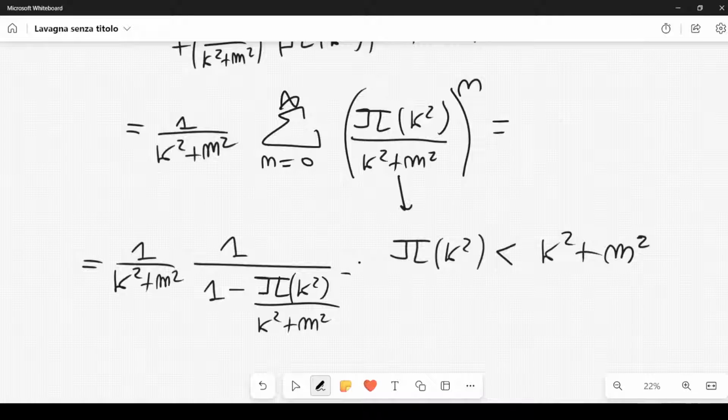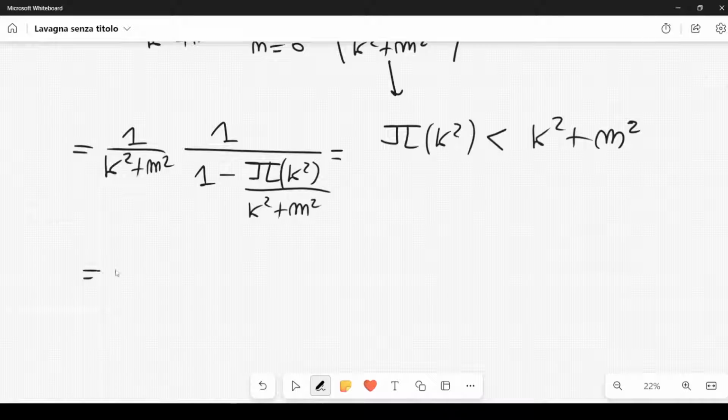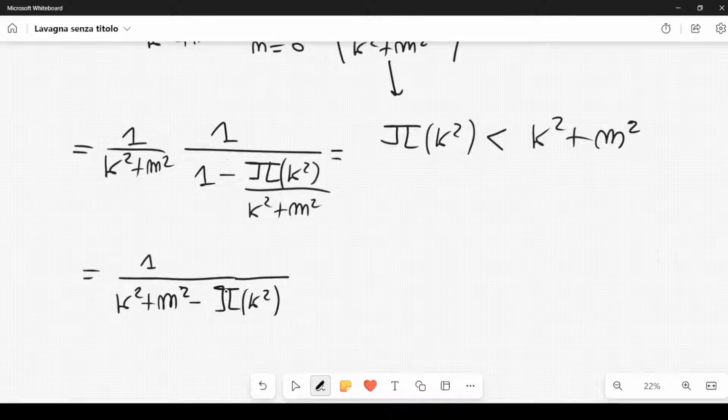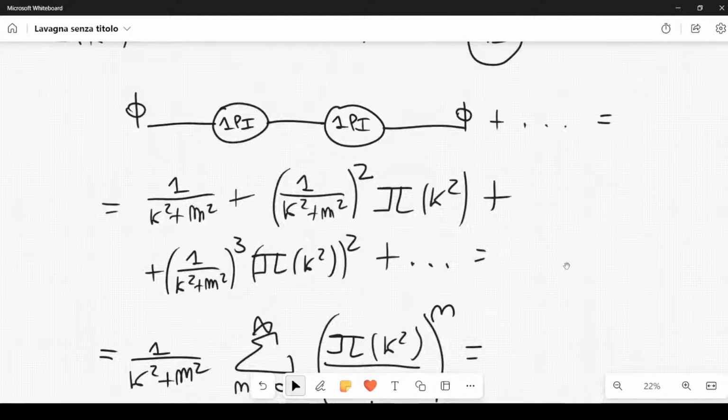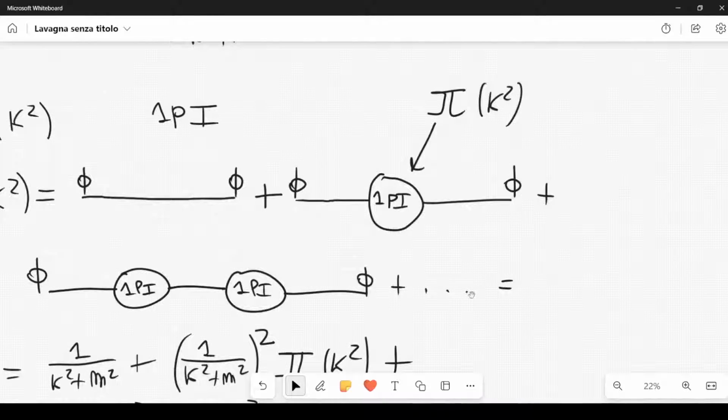But this can be written in the following way. It is just 1 divided by k squared plus m squared minus capital Pi of k squared. So you see that the corrections to the propagator are going to change this denominator with this minus Pi of k squared, where we wrote Pi of k squared as a sum of one particle irreducible graphs. So Pi of k squared is related to one particle irreducible graphs.